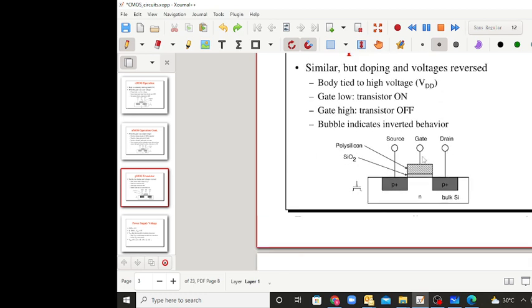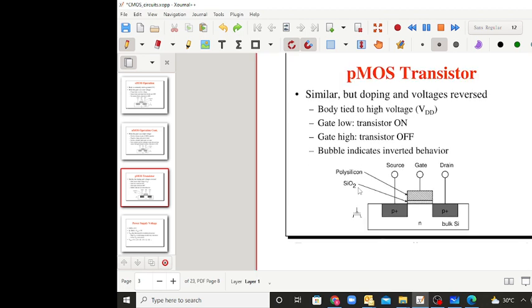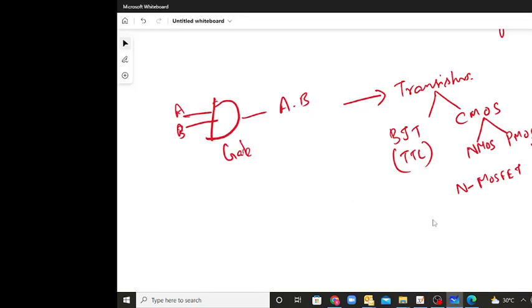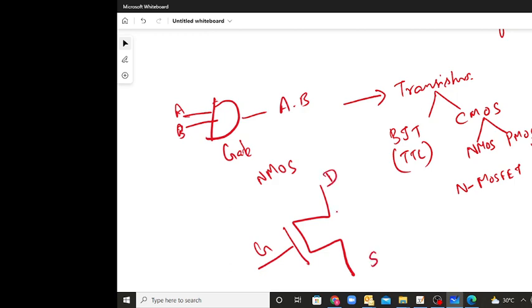This is the symbol for PMOS, and here is the symbol for NMOS. This is the gate terminal, and drain and source can be exchanged. If you have a bubble over here, that means it is a PMOS transistor. So now you have an NMOS transistor and a PMOS transistor. This is the symbol you will use.